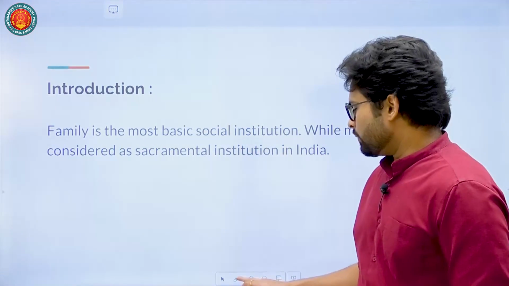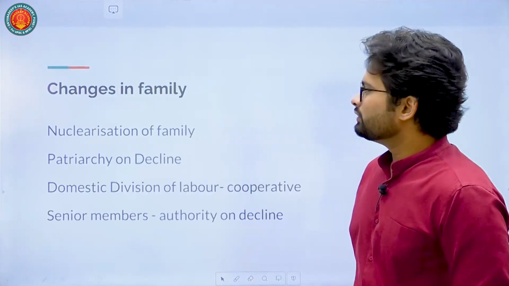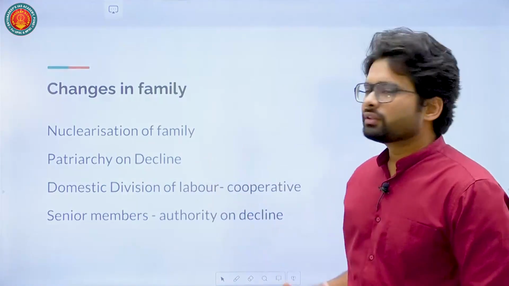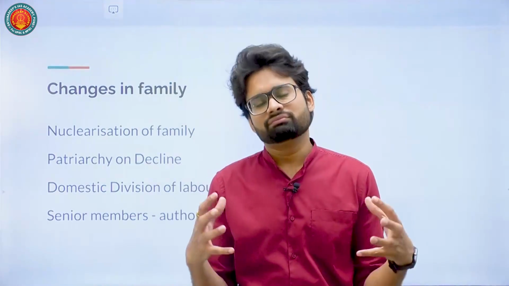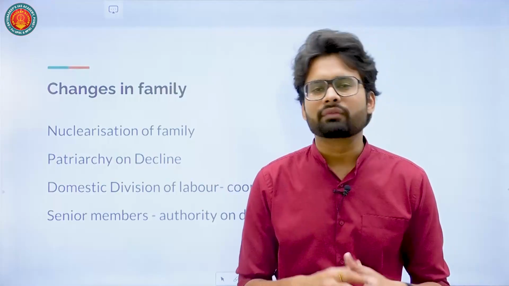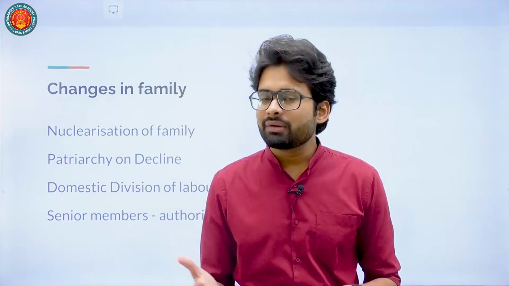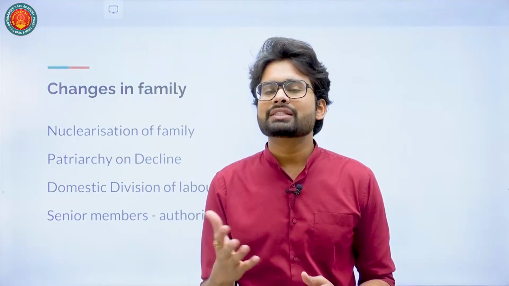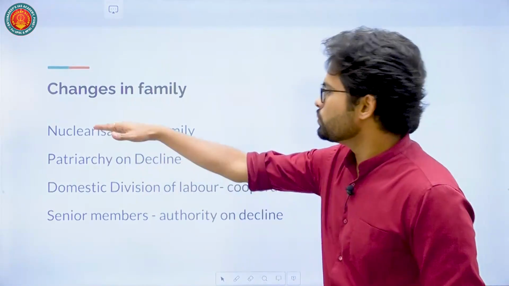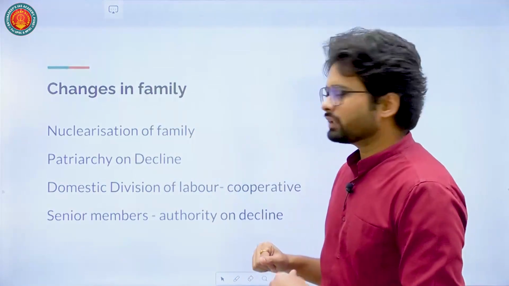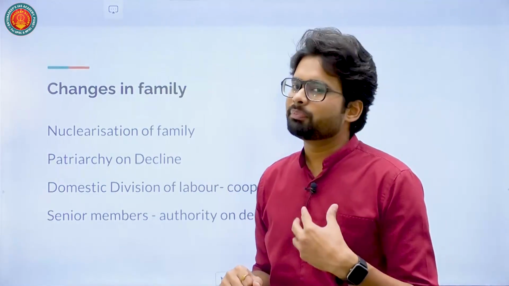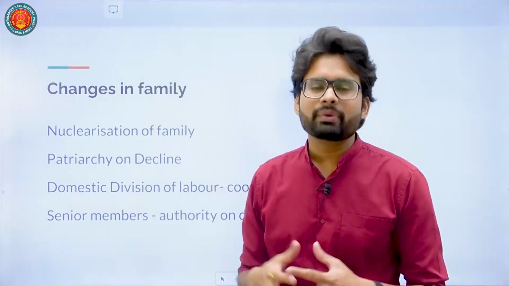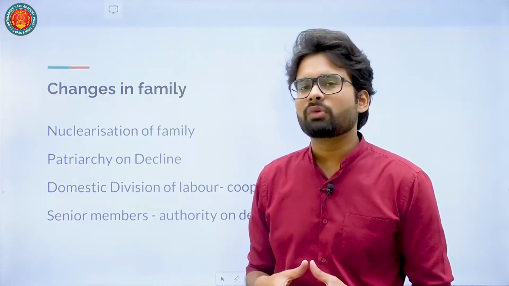Okay. Now, the first part will be the changes in the family system. What changes are we observing in the family system? Firstly, the family size is diminishing. It is getting lower. For example, earlier we used to have joint families. Now we are observing that because of urbanization and industrialization, families are decreasing in size. It is called nuclearization of the family. Also, in nuclear families, we are observing that patriarchy is on decline, where the couple share a bond based on love, respect, and equality.